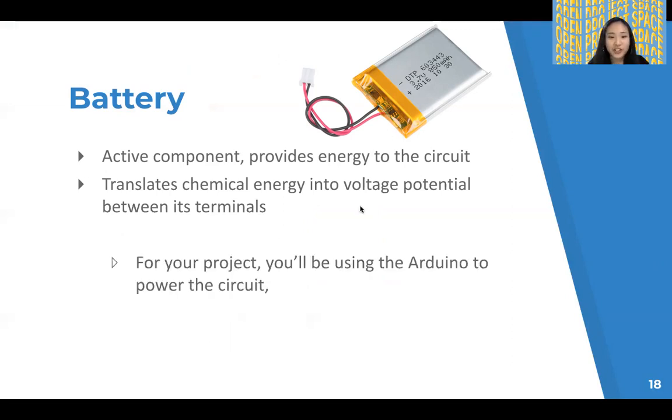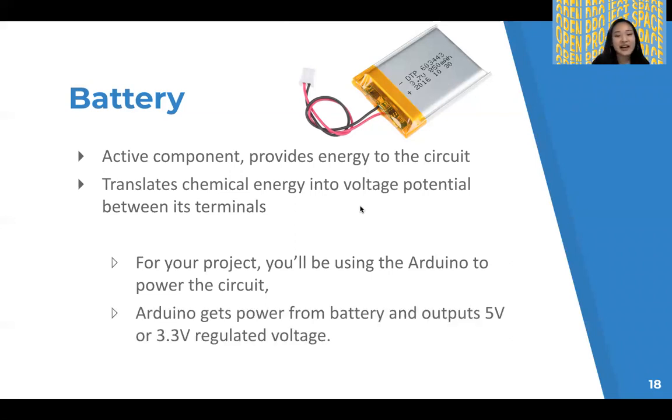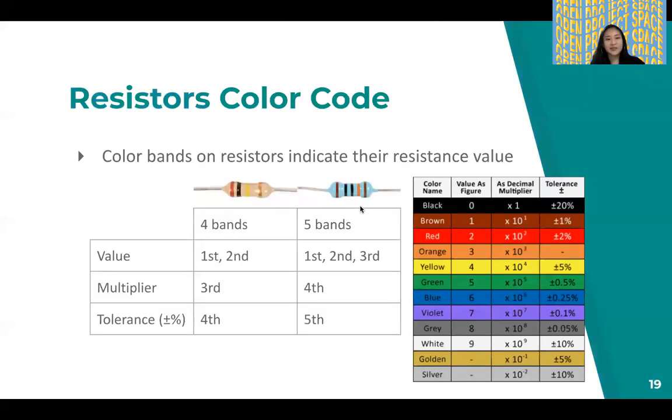For your project, you'll be using your Arduino to power the circuit just because the kit doesn't come with a JST connector, but if you have one, feel free to use it. What the Arduino does is once you connect the Arduino to the battery, it gets powered and it outputs 5 volts or 3.3 volts at the pins. The Arduino also has ground pins. So basically, you just treat the Arduino as the battery, and you'll be able to see more details about that in the spec.